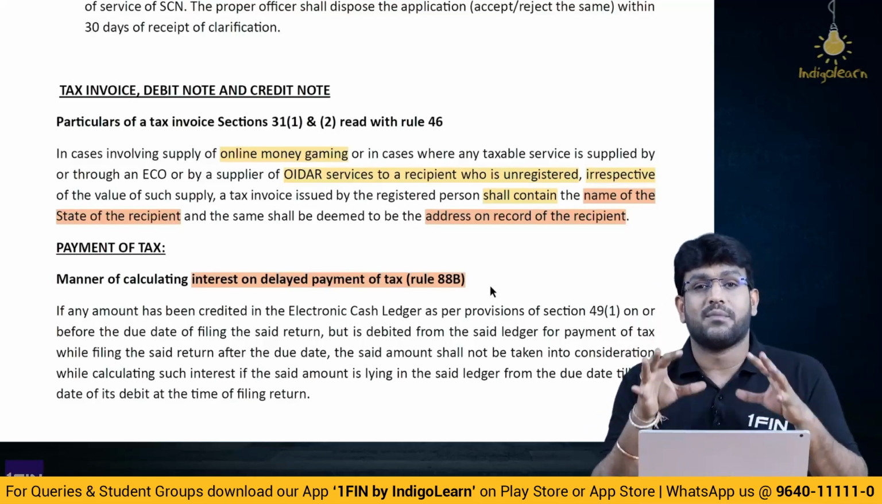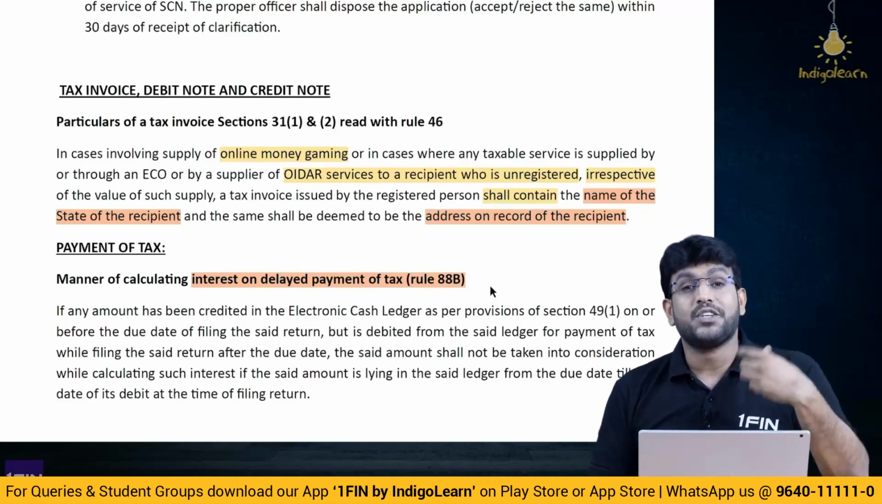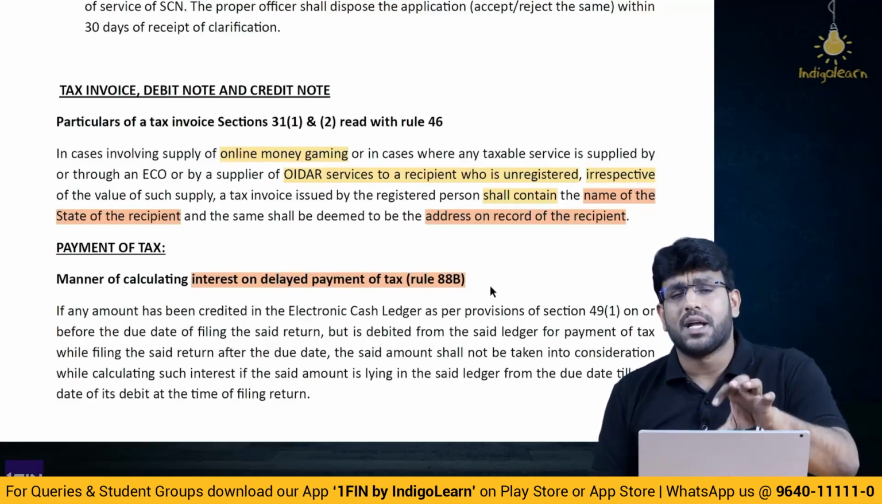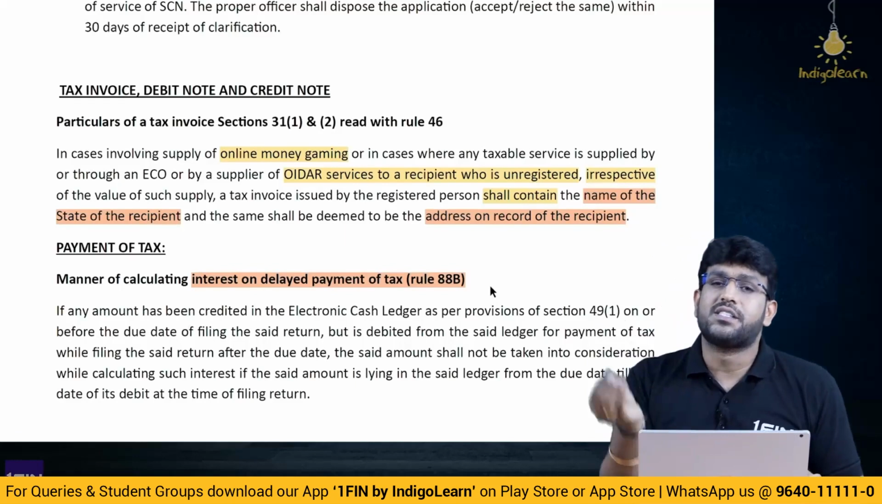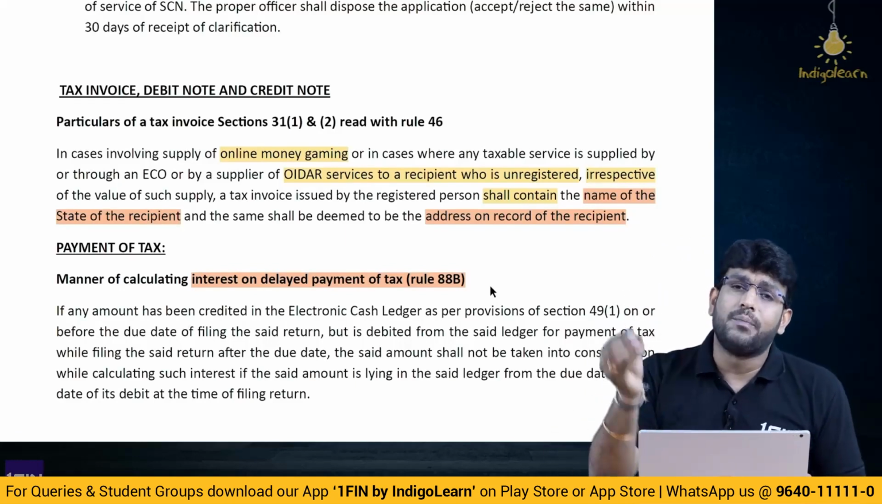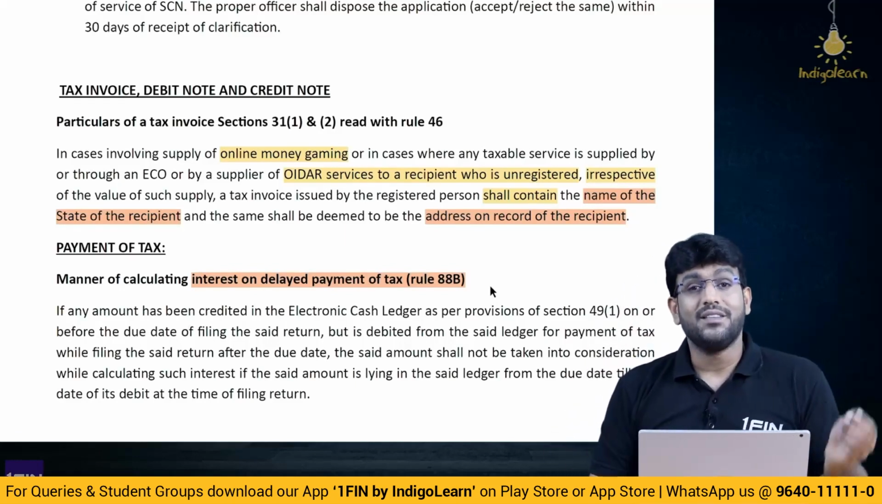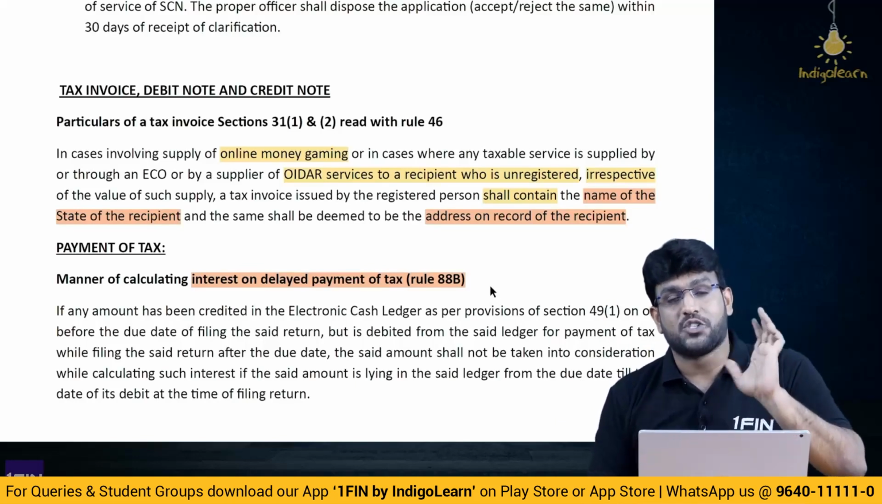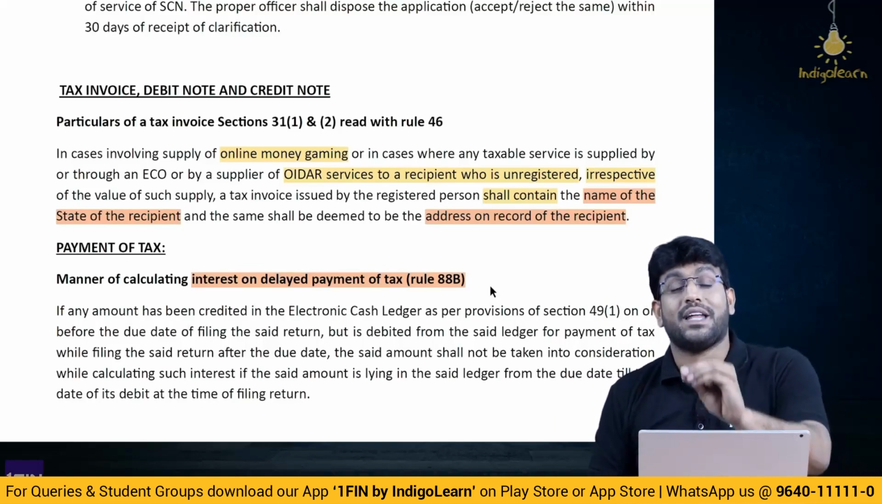But the interesting concept they have clarified is that, imagine a case where there is a cash ledger balance of 20 rupees which is deposited in the cash ledger on or before the due date itself. Then law is telling don't pay interest on that 20, then pay interest only on that 10 rupees.